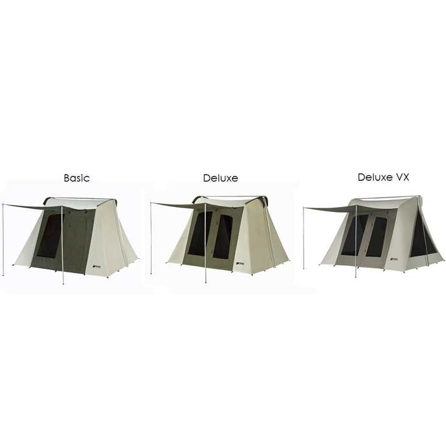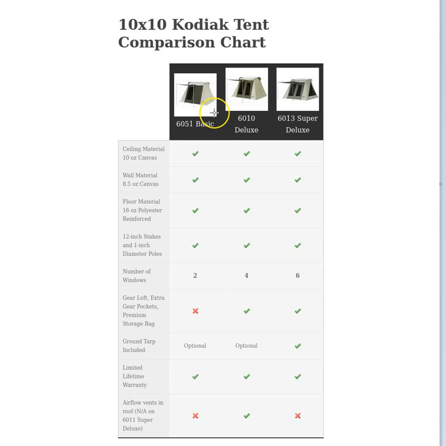Now just to recap, the main differences are the number of windows. That's the big difference. They have the same 10-ounce canvas, the same wall weight. You don't have to worry about the canvas material in the tent body being any different. The floor is the same as well, 16 ounces. The stakes are all the same 12-inch stakes. The number of windows, as you can see, varies, 2 versus 4 versus 6.